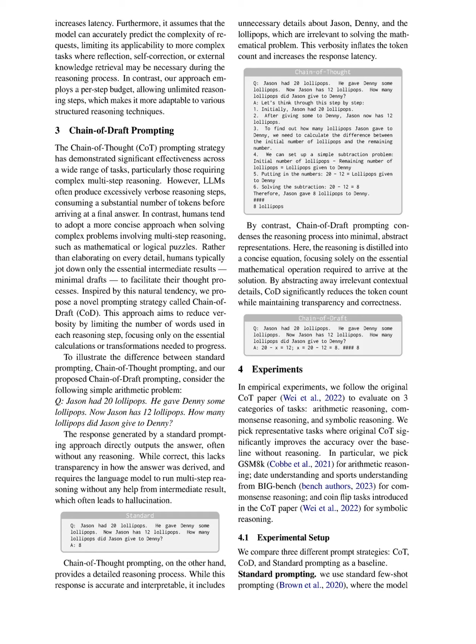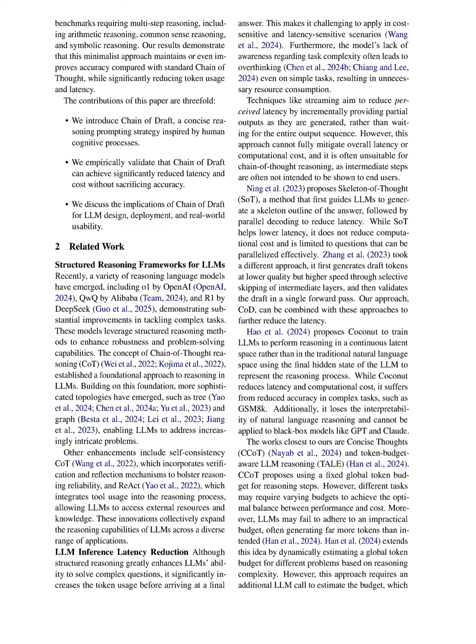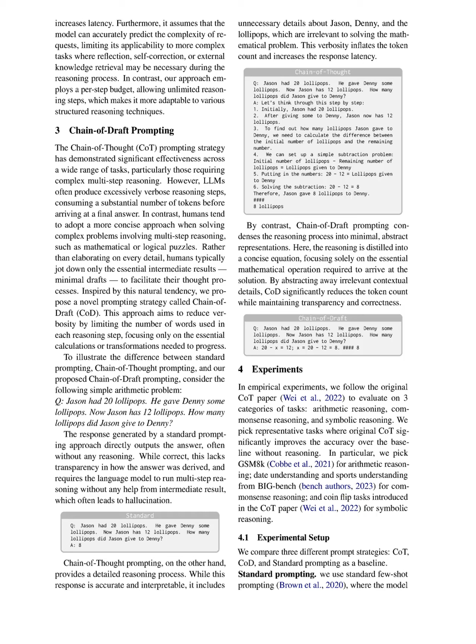In a standard prompting approach, the model might directly output the answer without showing any reasoning, which lacks transparency. The chain of thought COT method would provide a detailed reasoning process, but would be verbose, inflating token usage. In contrast, COD condenses the reasoning into minimal, essential steps. For this problem, COD would generate a concise equation: 20 - x = 12, x = 20 - 12 = 8.